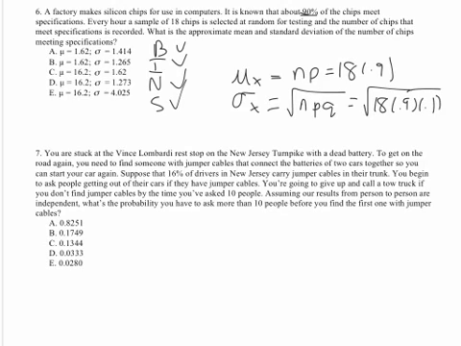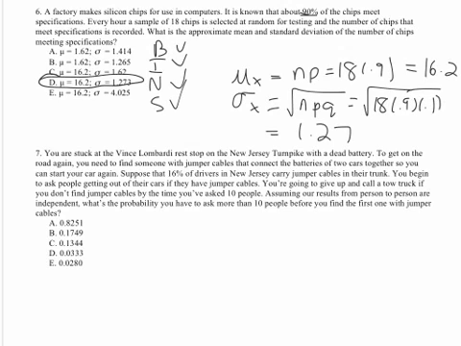So our mean here would be 16.2. If we crunch out the square root of 18 times 0.9 times 0.1, we end up with 1.27. And, well, 1.273 if you kept rounding, so we are going to go with D.